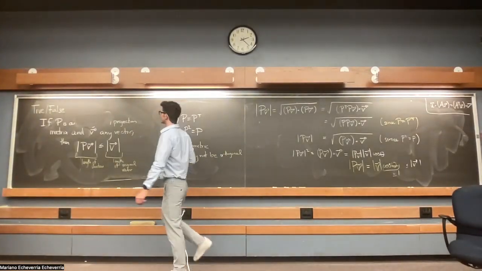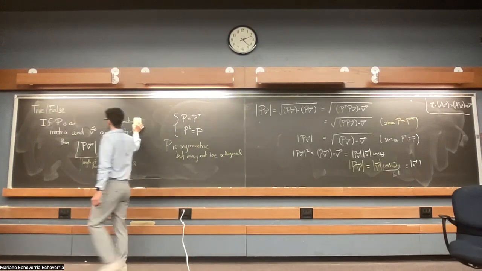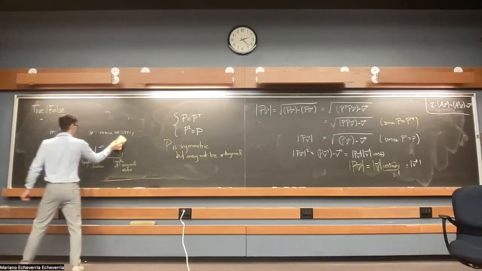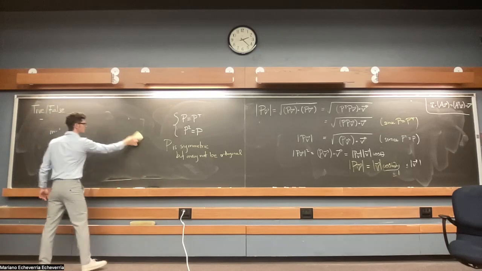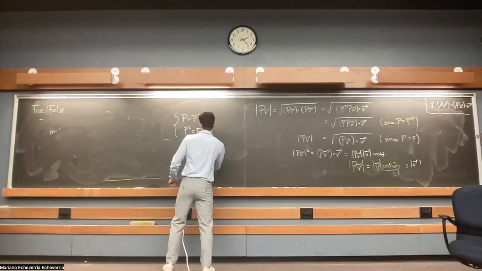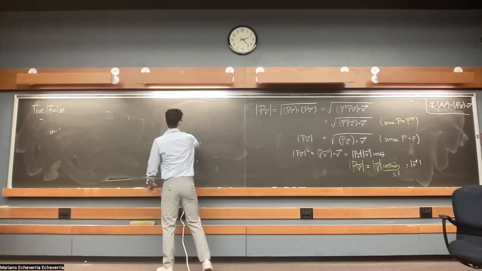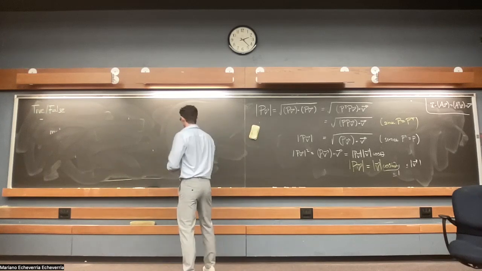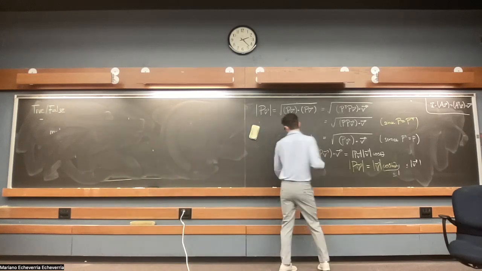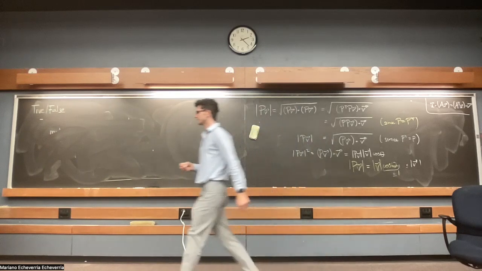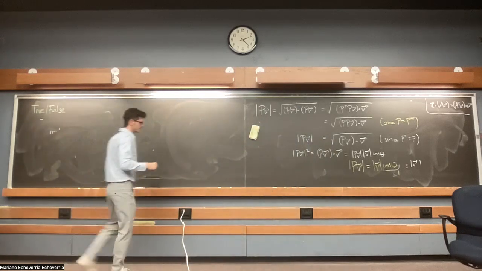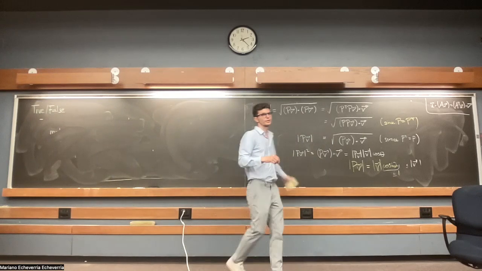Oh, here's another true false, which I didn't prove directly in class, but it's useful to see. Again, it's a short proof, but it's a nice one. Here's another true false: if A is a square matrix, then the eigenvalues of A and A transpose are the same.